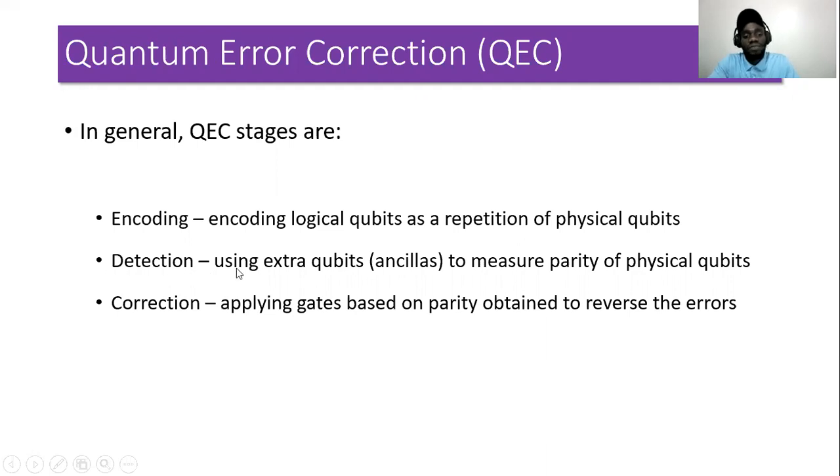The detection stage involves using extra qubits to check the qubits that were used for encoding. Now, what do we check? We check for the parity. The parity helps us to find the location of the error in those encoded qubits. Now, the correction stage just involves the use of some quantum mechanical operations to correct the errors based on the results of detection.